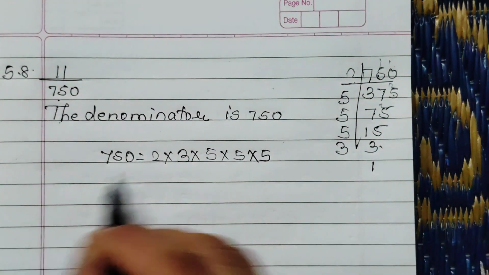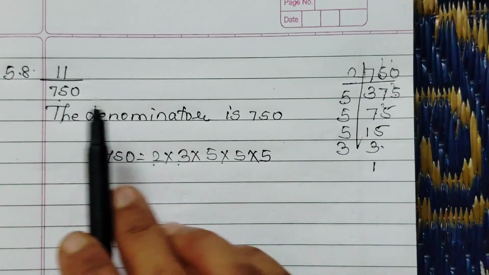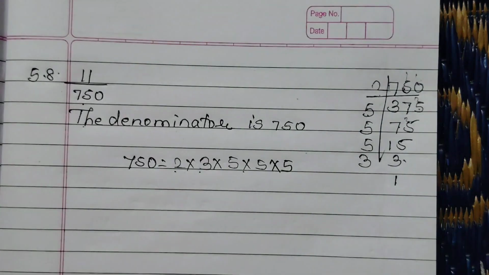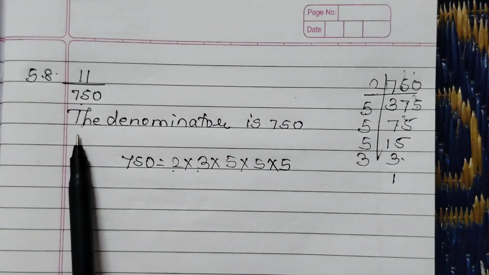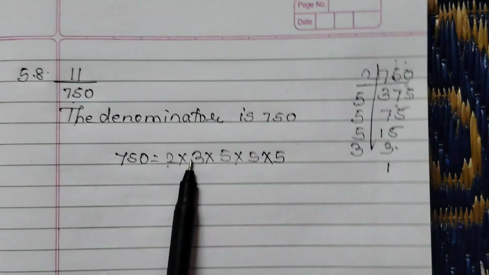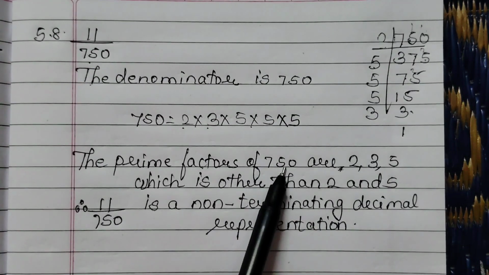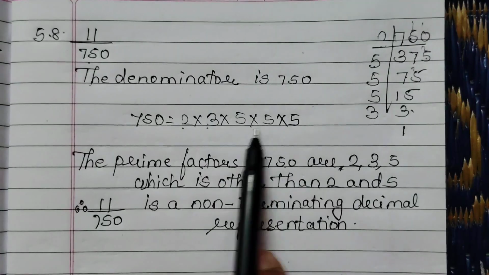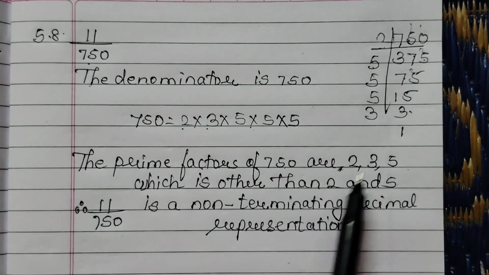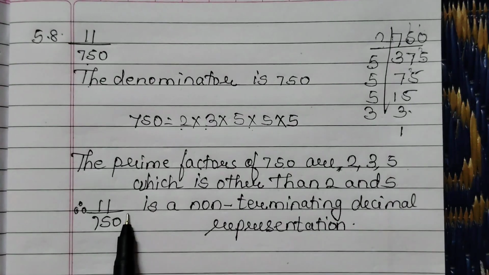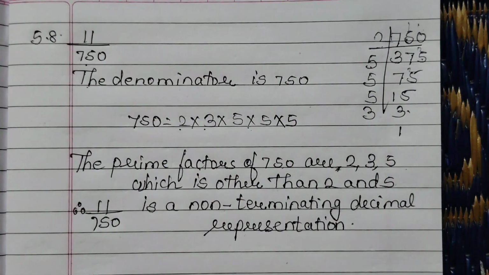So here again 2 and 5 are there, but we have 3 also. So this becomes a non-terminating decimal. If only 2 and 5 would be there, it would have been a terminating decimal, but we have 3 here. So what we will write? The prime factors of 750 are 2, 3 and 5. Which is other than 2 and 5? 3 is other than 2 and 5. So it becomes a non-terminating decimal. Okay, so we have completed question number 5.